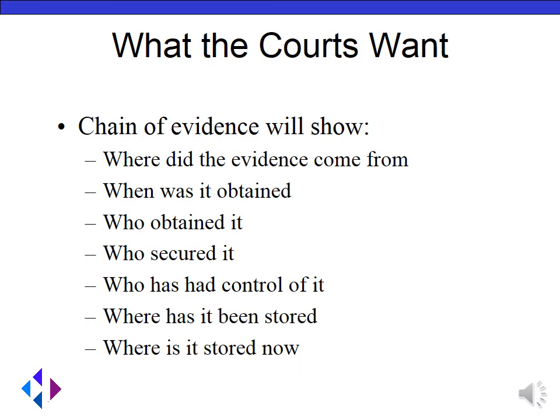The chain of evidence should always show where did the evidence come from, when was it obtained, who obtained it. You know, it may have been pointed out by Paul that this is evidence, but Kathy obtained it. Who secured it? Sometimes, in some cases, someone may obtain it, then it's handed off to someone else to secure inside a safe. That should be in the chain of evidence. Who had control of it? Why it was in that safe? Who else had access to that safe?